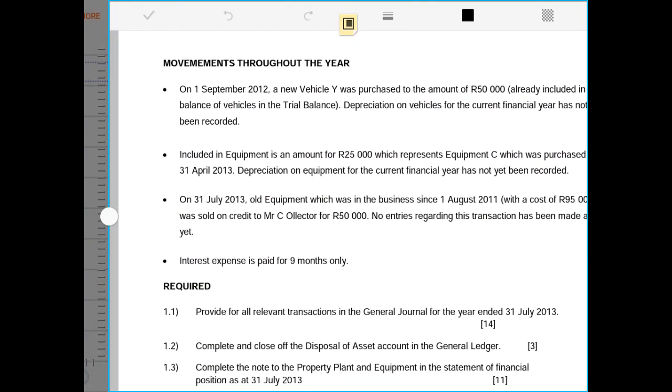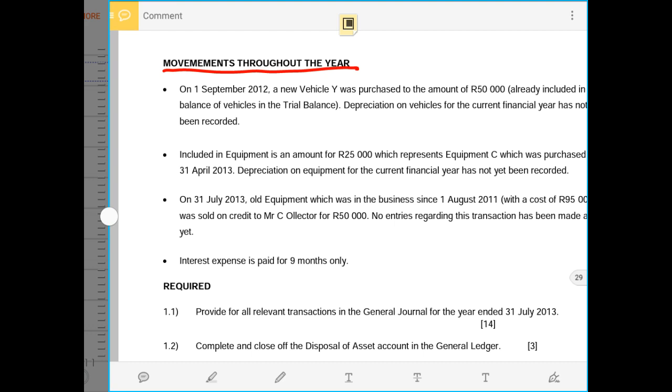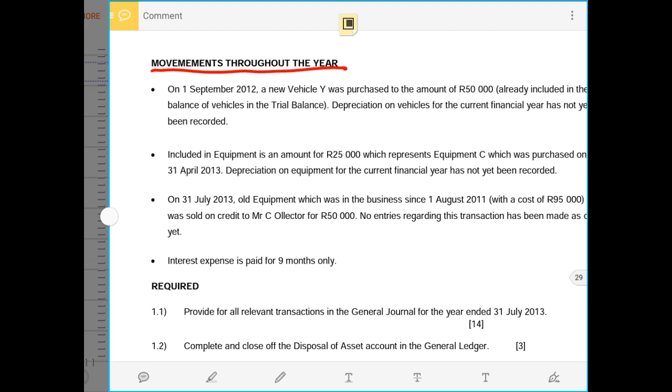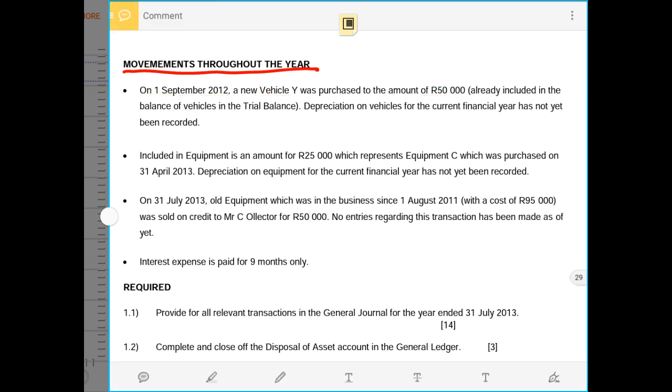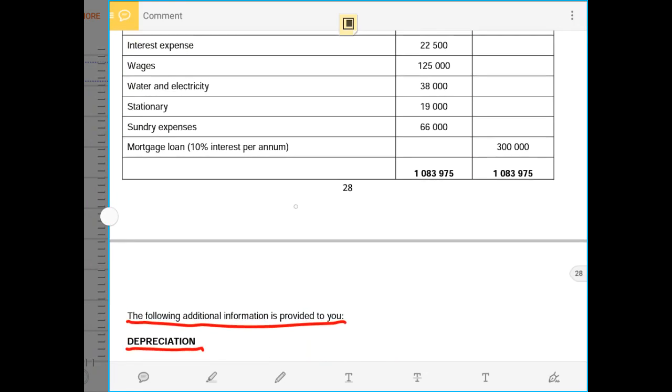Movements throughout the year. That means these are the transactions that took place during the current financial year. The first movement says on the 1st of September 2012, a new vehicle, which is vehicle Y, was purchased for the amount of 50,000 rands and is already included in the balance of vehicles in the trial balance. So this new vehicle, vehicle Y, bought on the 1st of September at a cost of 50,000, is already included in the amount of our vehicles in the trial balance.